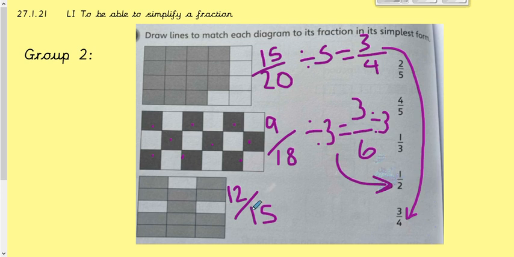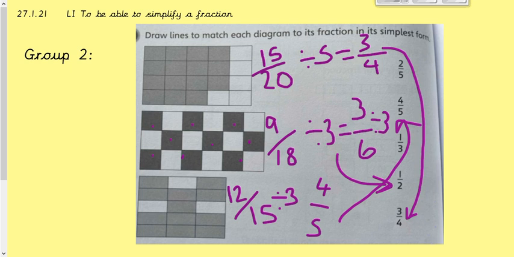And the last one then, 12/15. Now again, we cannot divide this by 2, so you need to find another number they're both divisible by, and that would be 3. They're both in the 3 times table, so if you divide it by 3, 12 divided by 3 is 4, 15 divided by 3 is 5, so 4/5. So that one would match with that one. Okay, sorry, that looks very messy now looking on it, but hopefully as I talk through all that, it made sense to you.